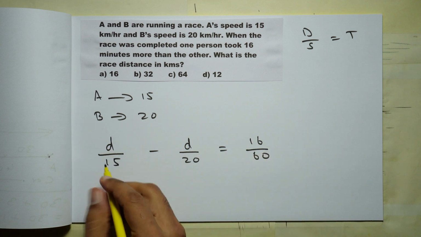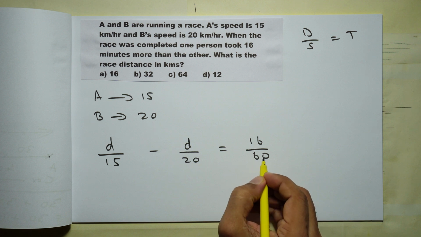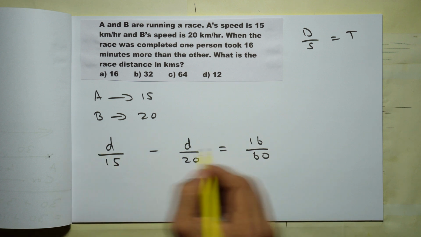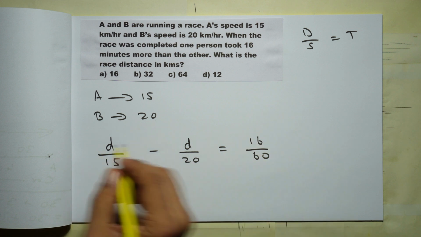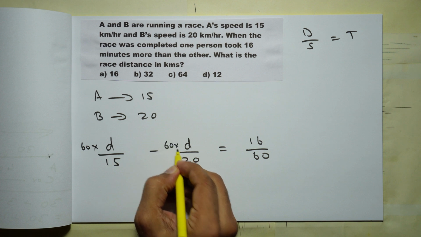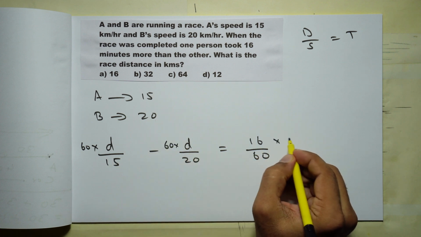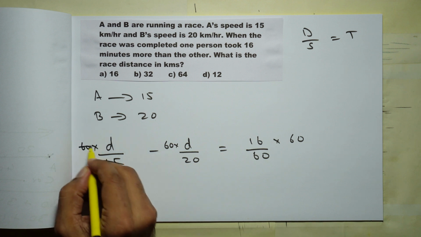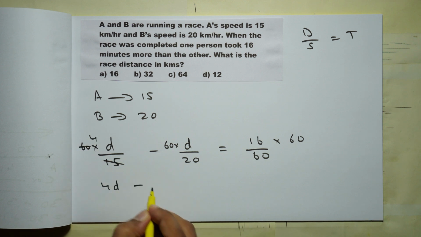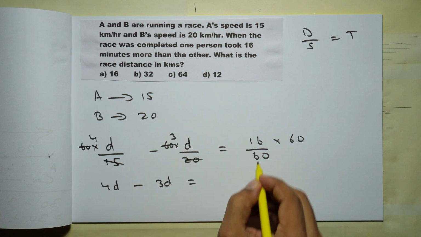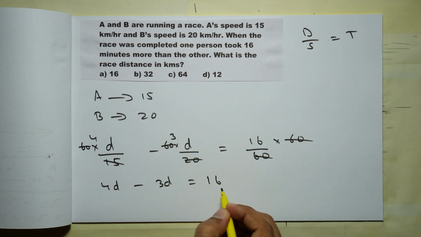Now to solve it, I'll multiply throughout by 60. 60 is the LCM of 15, 20 and 60. So if you multiply by 60, all the denominators will cancel out. So 60 into d by 15, 60 into d by 20, 60 into 16 by 60. So here 15 divides 4 times, so that will be 4d. Here 20 divides 3 times, that is 3d. 60 and 60 cancel out, you will get it as 16.